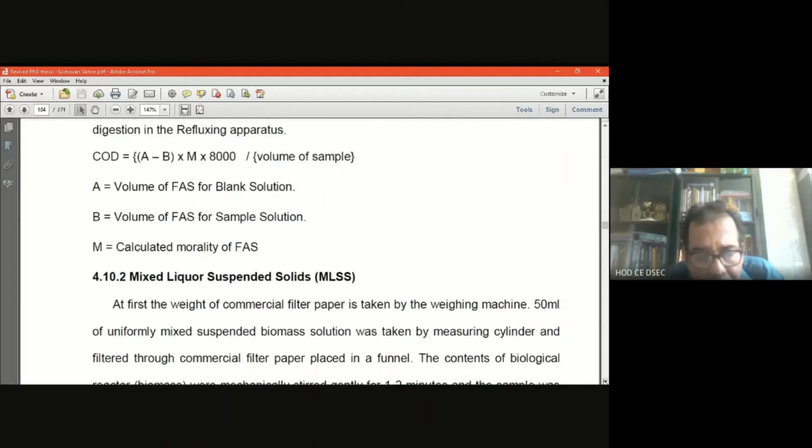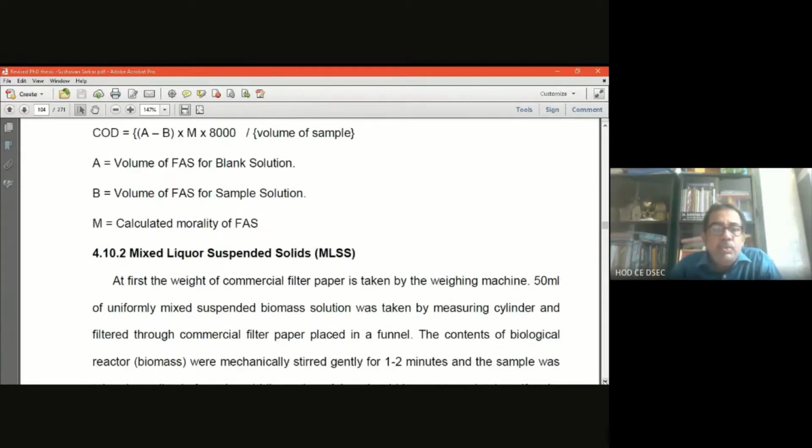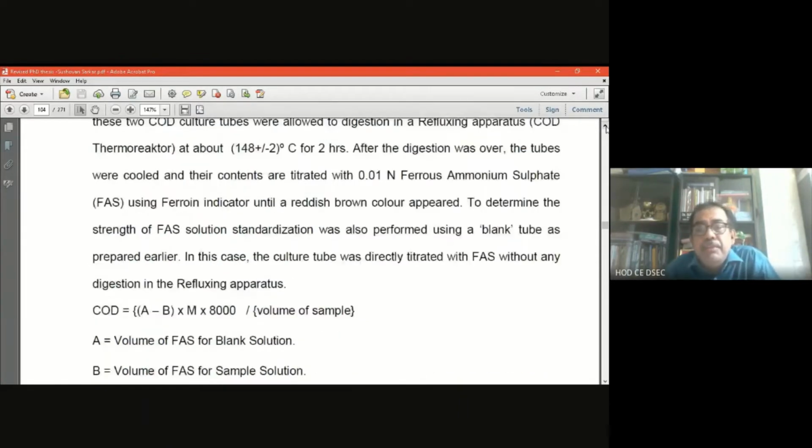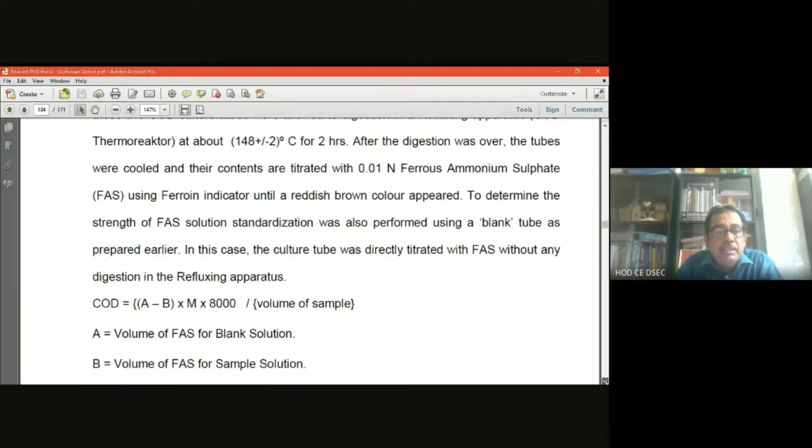I have just told you the idea. The closed refluxing process is done at 148 degrees centigrade, and after cooling, the titration is done with 0.01 normal ferrous ammonium sulfate, that is the FAS solution. The titration has been done, and the indicator used is ferroin indicator. So this is the method we are following for determining the COD.